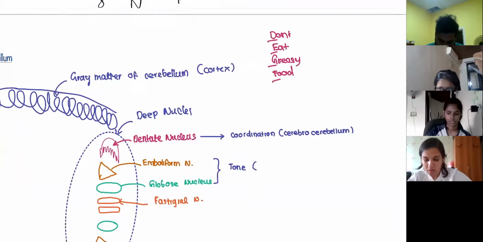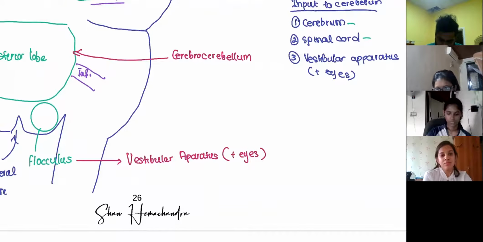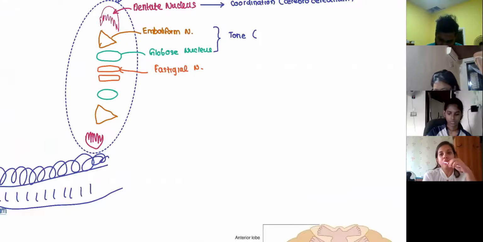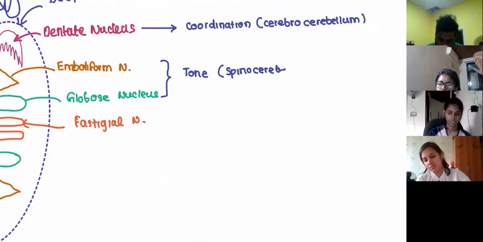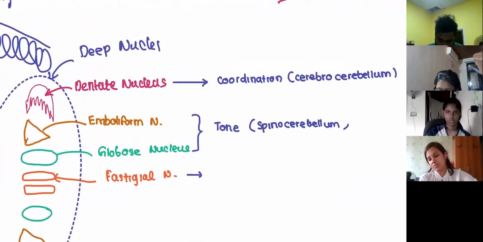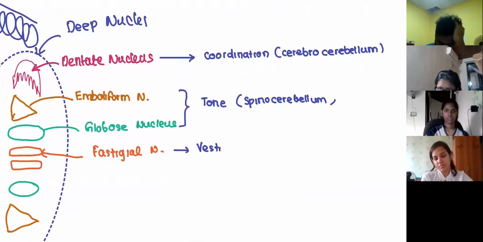Does it go to the spinal cord, or does it go to the brain, the cerebrum, or does it go to the vestibular apparatus? This is tone. Spinal cord, yes. And the fastigial nucleus, the most primitive, goes to the vestibular apparatus.